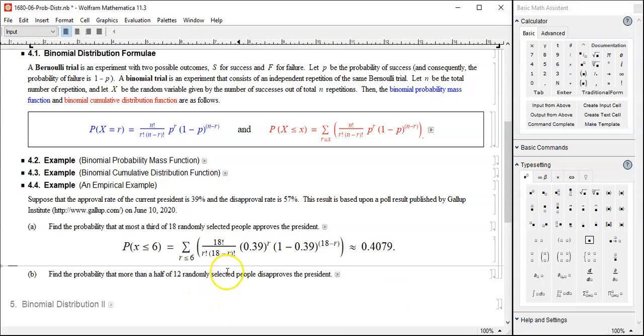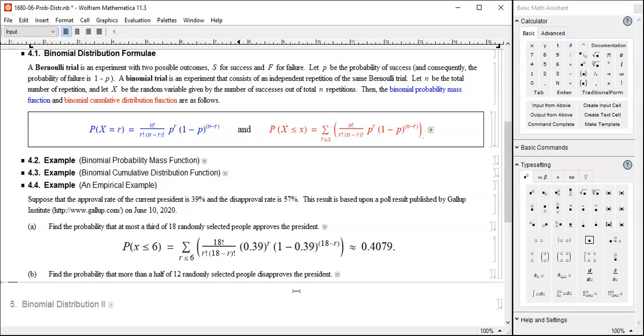The next problem, we're talking about 12 people. So instead of 18, we have to use n equals 12. And then half of 12, so okay, all right, I'll stop there. You can figure it out. And then we are talking about disapproval, so you have to use 57%, not this one. This one is for A, this one is for B. Well, I'll leave that to students.